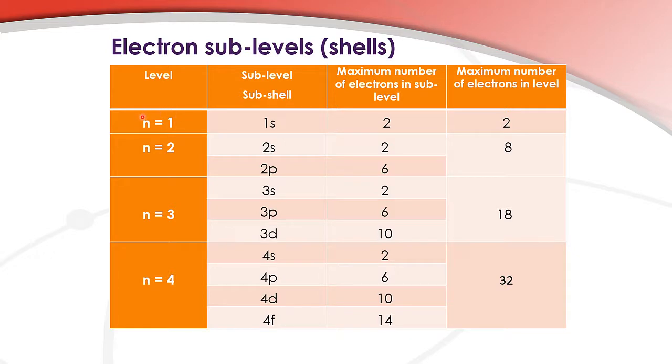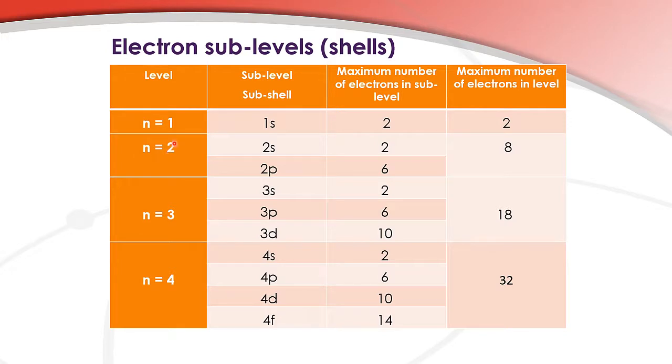So in the n equals 1 energy level, we have a 1s sublevel that can hold a maximum number of 2 electrons. So in the n equals 1 energy level, the maximum number of electrons is 2.